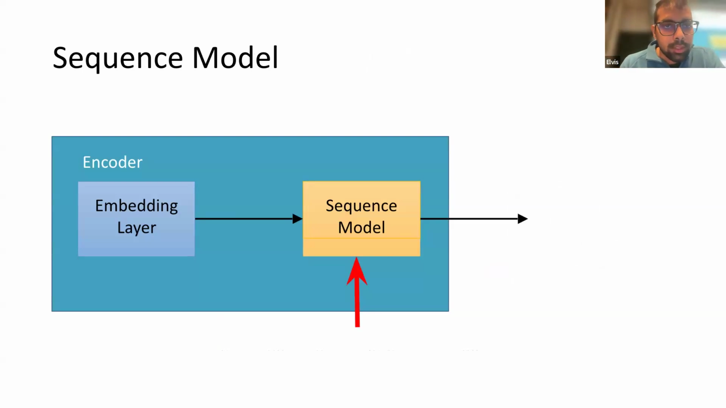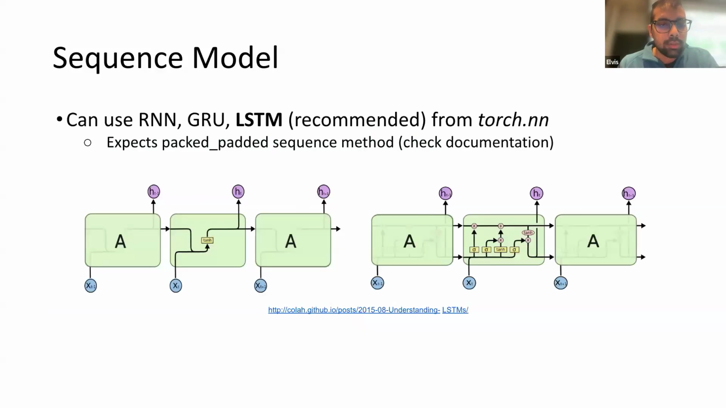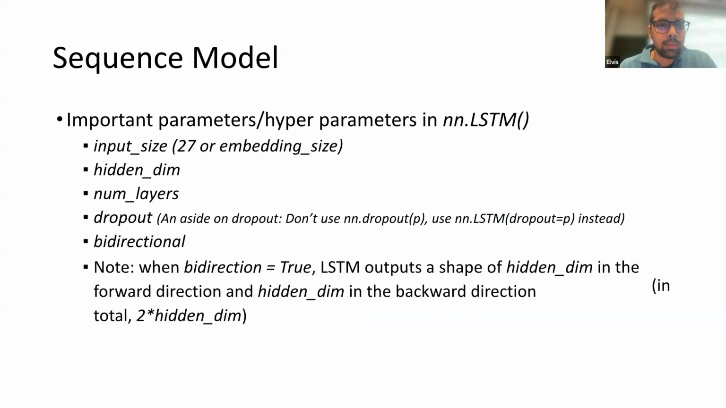So now we'll begin the sequence model, which is inside the encoder. You are free to use the RNN, the GRU, but we mostly recommend you to use the LSTM from torch.nn, which expects the packed padded sequence method. You can check the documentation. The important parameters are the input size, the hidden dimension, the number of layers, dropout, bidirectional. Kindly note that where bidirectional is true, the LSTM output has shape of hidden dimension, and the total output dimension is 2 times hidden dimension.